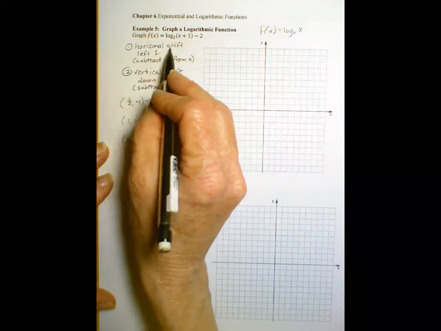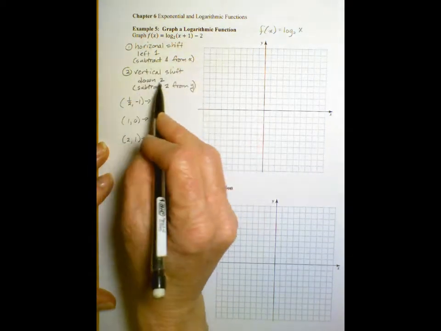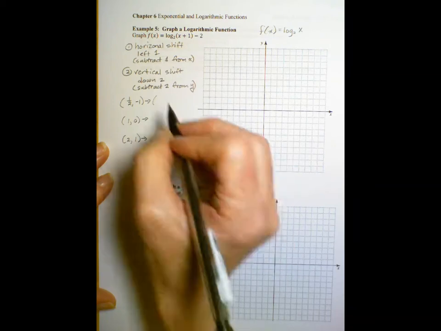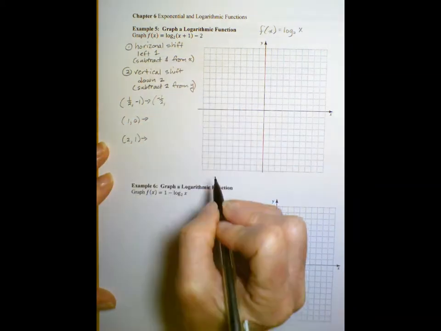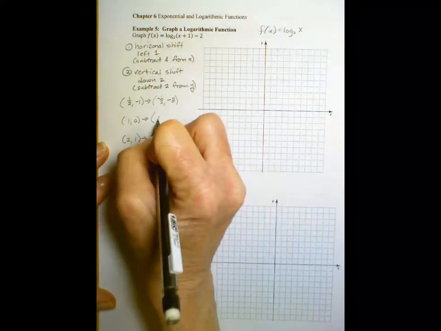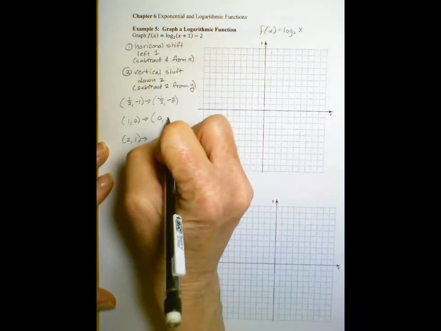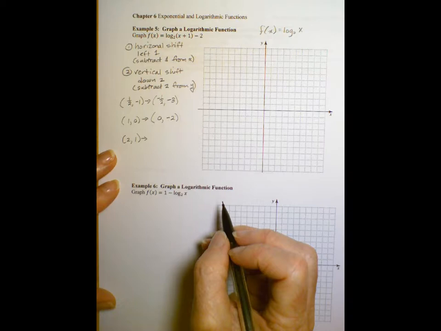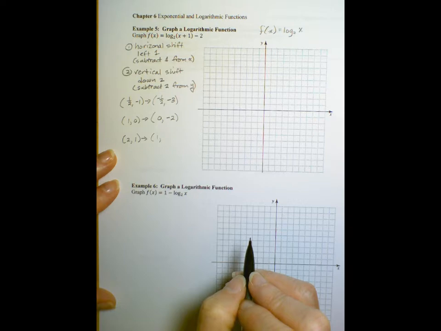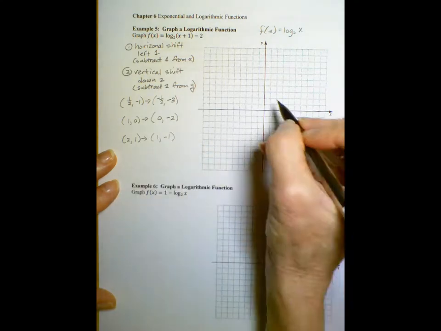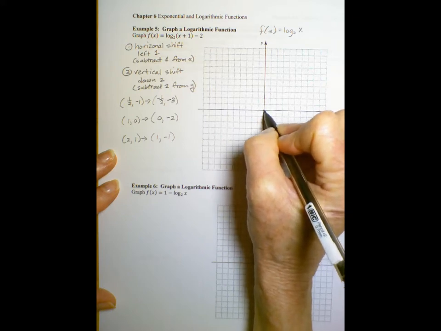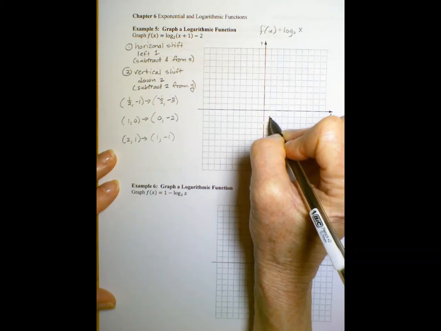So for all the x's, we're going to subtract 1. For all the y's, we're going to subtract 2. 1/2 minus 1 would be -1/2. -1 minus 2 would be -3. 1 minus 1 would be 0. 0 minus 2 would be -2. 2 minus 1 would be 1. And 1 minus 2 would be -1. So -1/2, -3, 0, -2, and 1, -1.